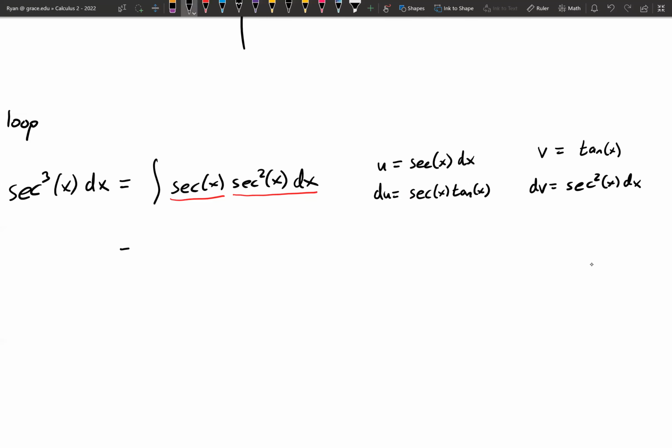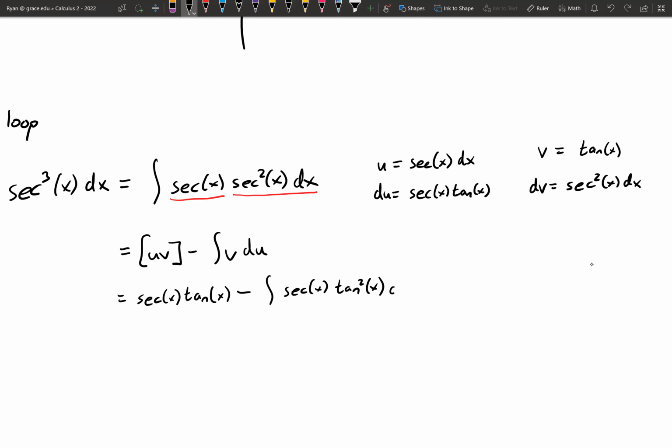So then this is going to be equal to uv minus integral v du. So then that's going to be uv is secant tangent minus the integral of v du. V du is secant of x. You got a secant of x and then two tangents. Tangent squared of x dx.